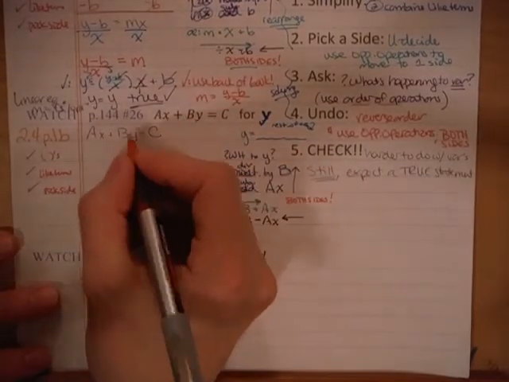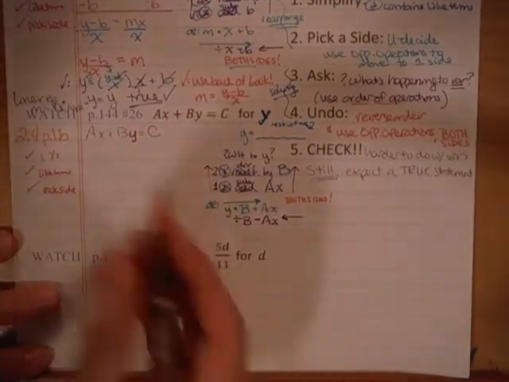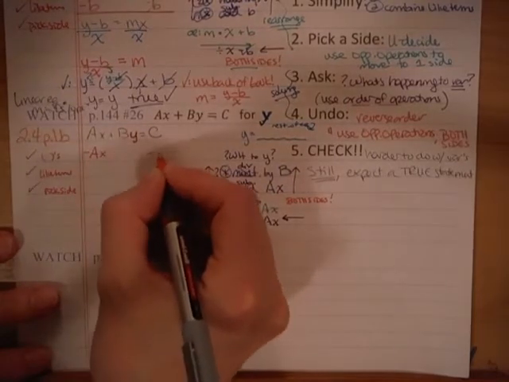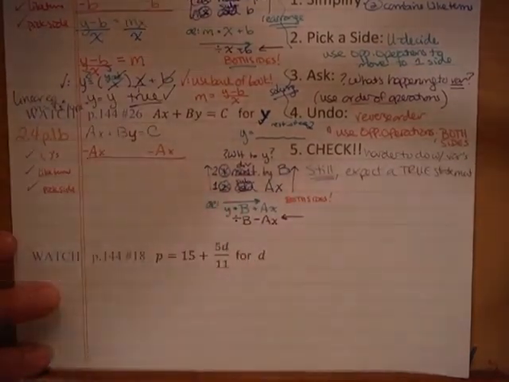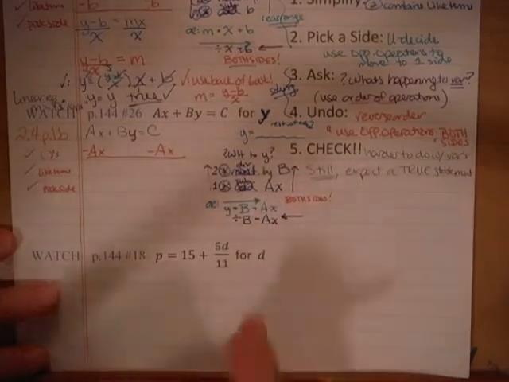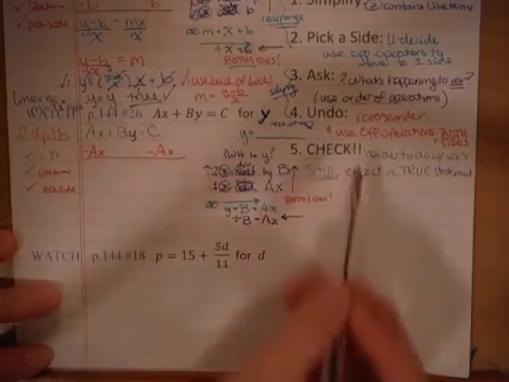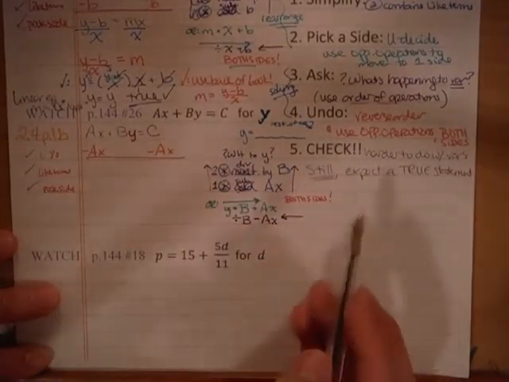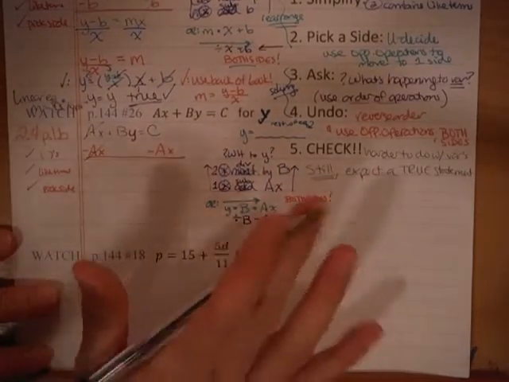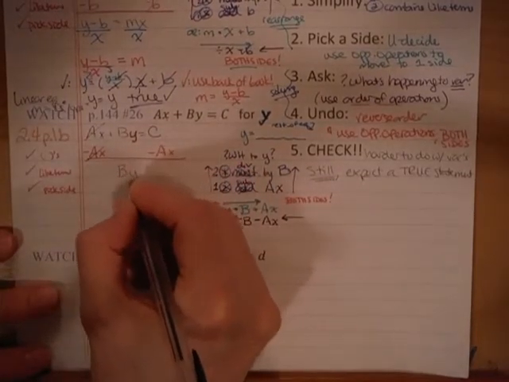Remembering our goal here, our goal is to get y by itself. So I'm going to start by subtracting ax from both sides. This is where it feels different. Everything kind of felt the same. We have letters instead of numbers, but right here it does cancel like we're used to. We're left with just the by on the left side.